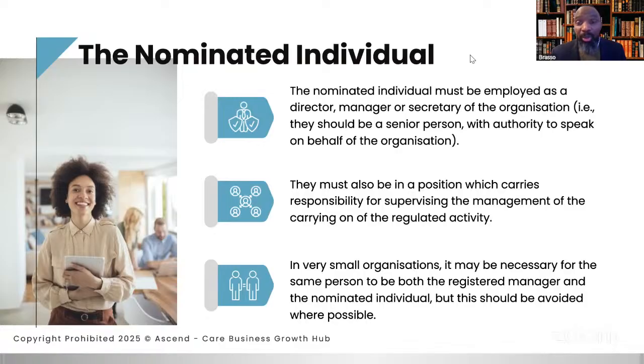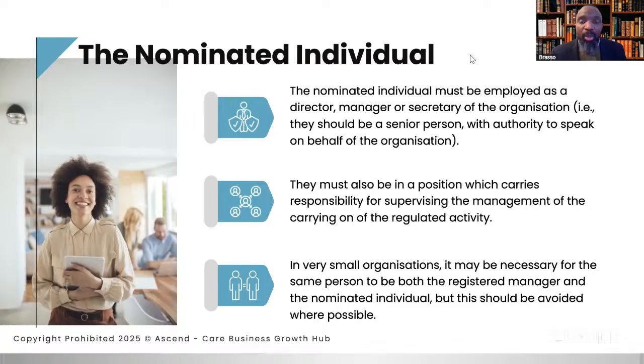They are saying it's okay to do so, but it should be avoided where possible, because CQC are saying if you have one person occupying these two very, very important posts, what's going to happen if that individual is off sick, or that individual is suspended because of an ongoing safeguarding issue, etc., etc.? It automatically leads to a leadership vacuum. So they are saying try and avoid it.